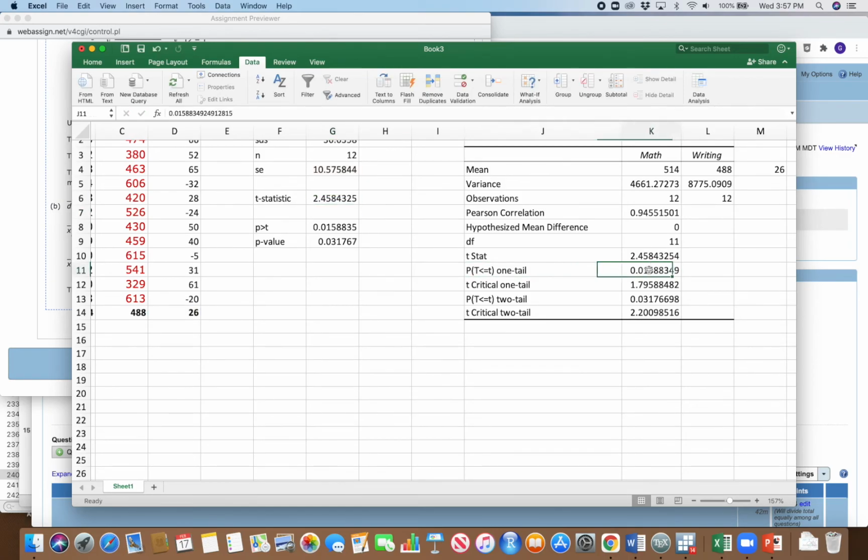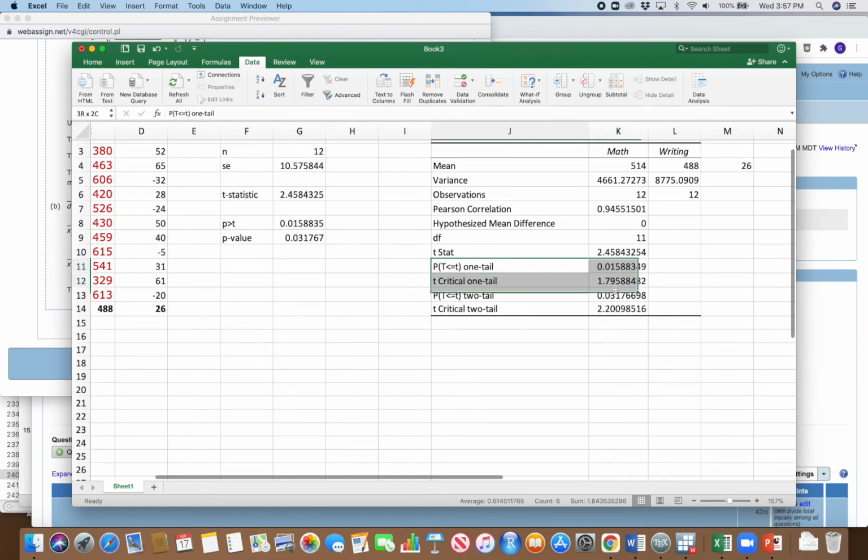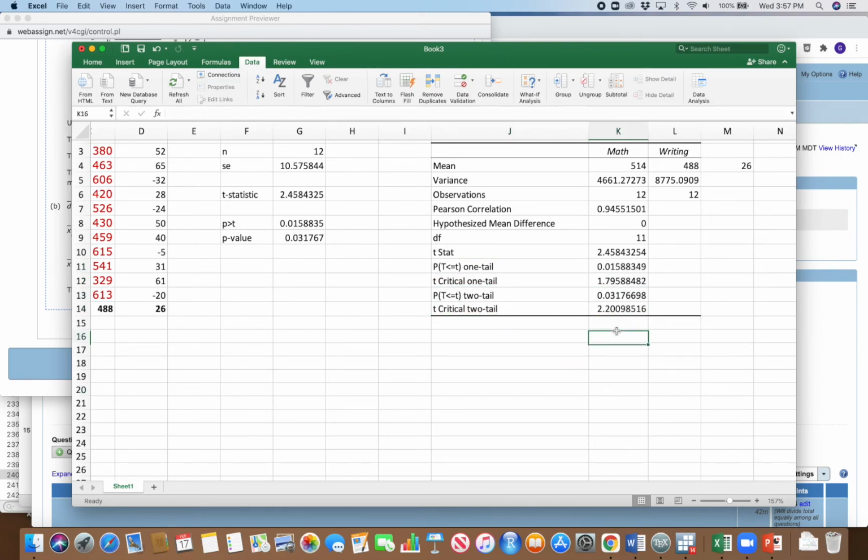2.458. There it is when we calculated ourselves. Probability 1-tail, we calculated that when we were on our way to calculating our 2-tail probability, right? So that's right there. We never told Excel whether it was doing a 1-tail or a 2-tail test. So what it does is it just shows us the results for both. So at this point, you just have to decide whether you should be looking at these numbers or these numbers. We should be looking at this number. That's our p-value, as we saw in the book, 0.0318.